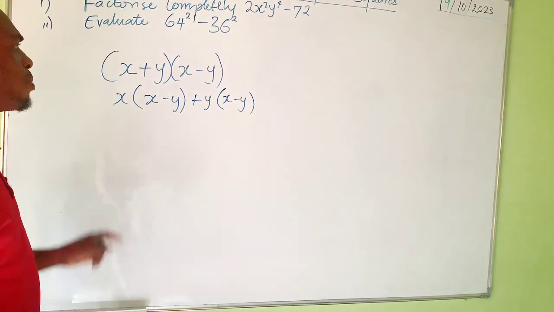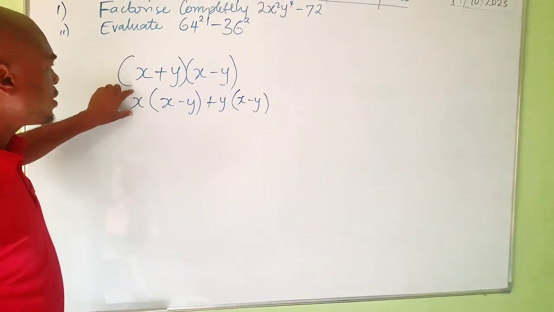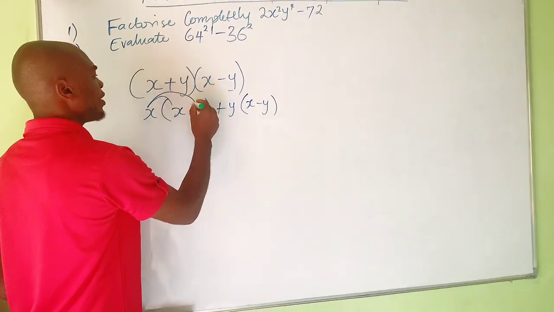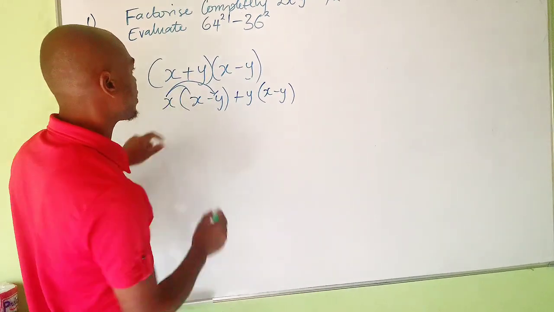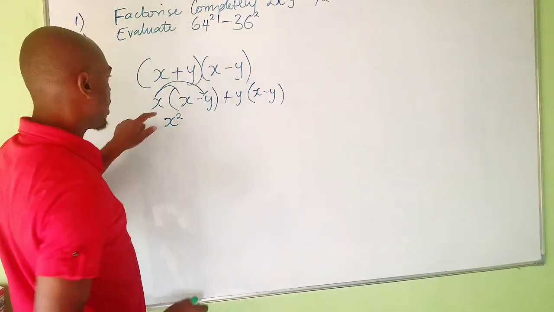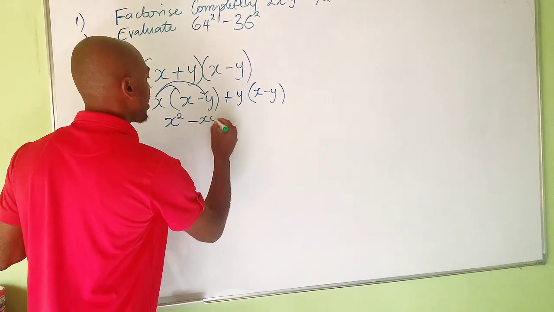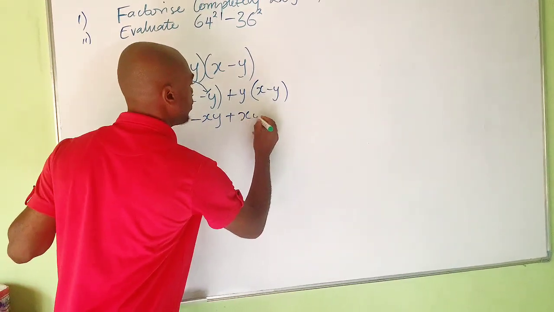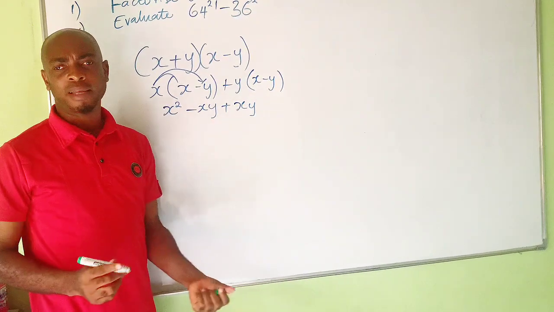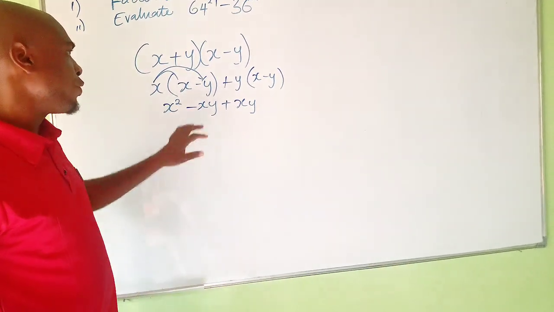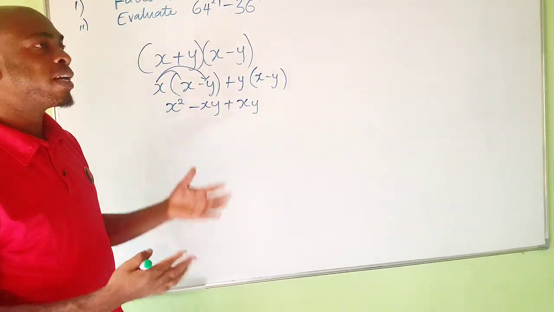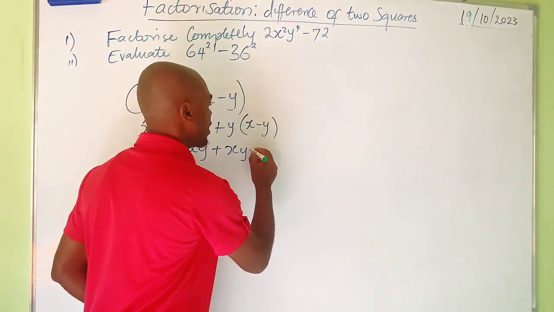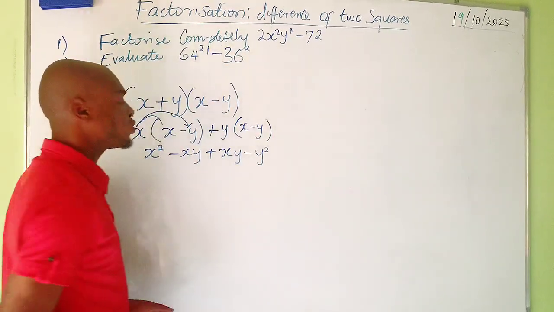Remember, when a thing is outside the bracket, we use it to multiply everything in the bracket. So x times x, we have x squared. x times y, we have xy. y times x, we have xy. xy and yx are the same thing, but I prefer to write them in alphabetical order, where x comes before y. Now y times y, we have y squared.